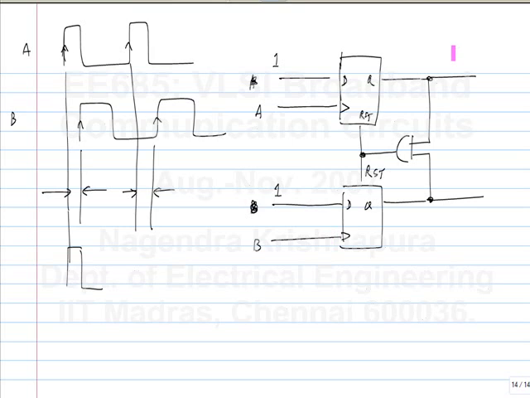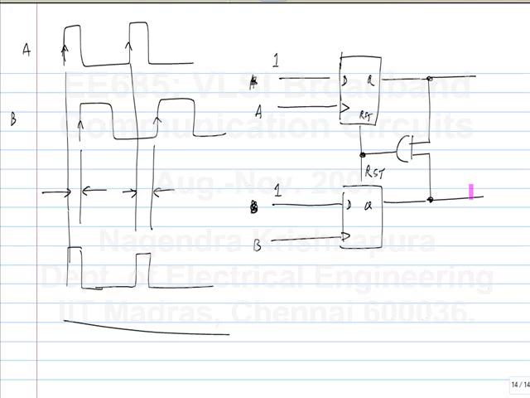If A leads B, what will be this output? There are pulses like this between the rising edge of A and the rising edge of B. And what will be the second output? It will be 0, let's say it is instantaneously reset, so it will just be 0. And when B leads A, the upper one will be 0 and the lower one will give you a pulse whose width is equal to the phase difference between the two inputs.